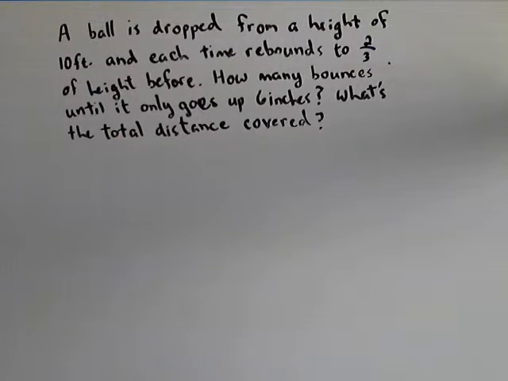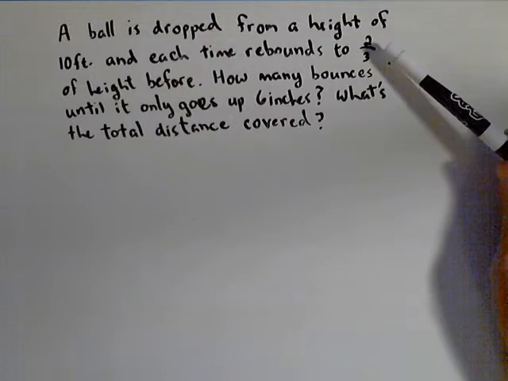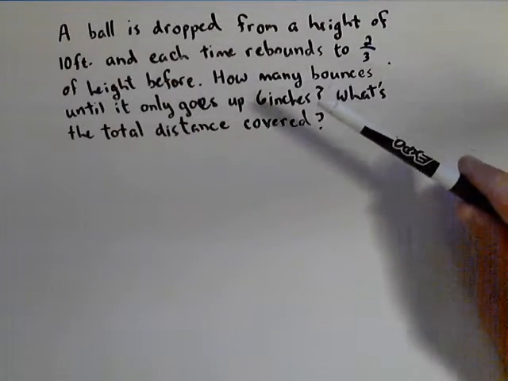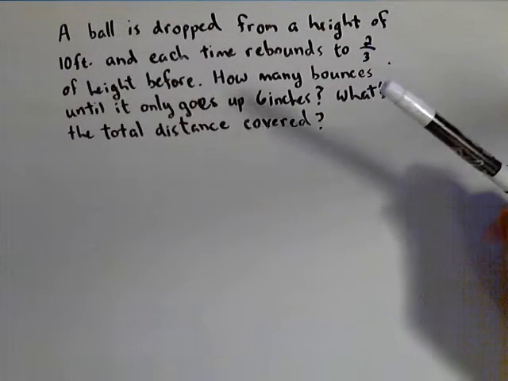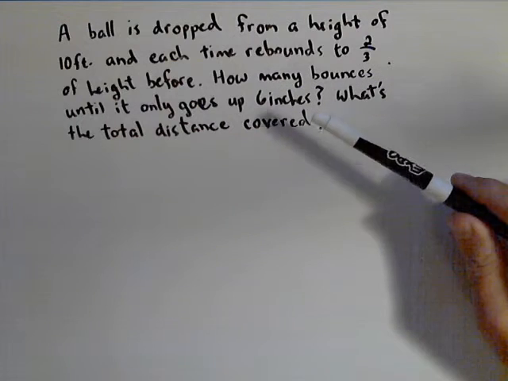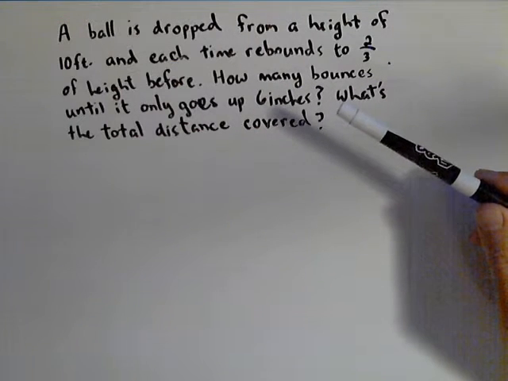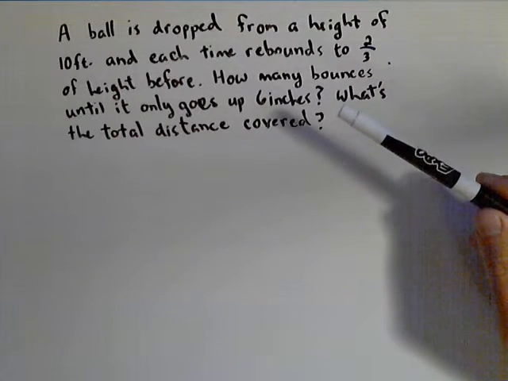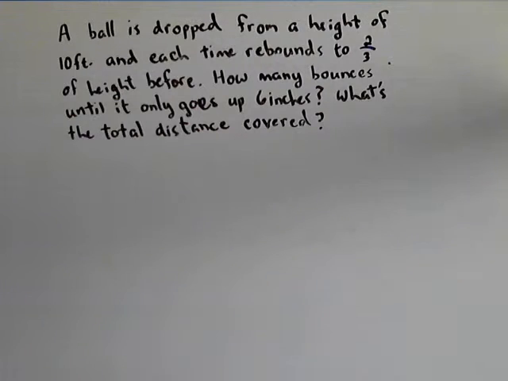So we have a pretty interesting problem here. We have a ball that's dropped from a height of 10 feet, and each time it rebounds to 2/3 of its height before. So a couple questions we might ask about that. How many bounces until it goes up only 6 inches or less than 6 inches, let's say? And what's the total distance covered?